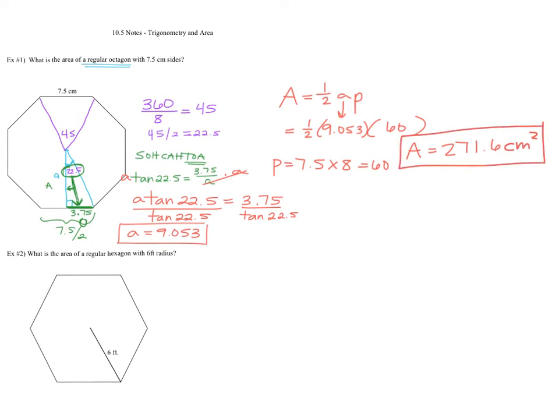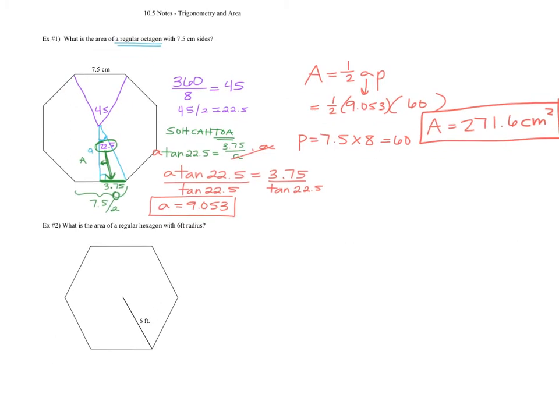Where did you get the 60 from? Right here, perimeter. You're trying to find the perimeter. So 7.5 is the length of a side. There are 8 sides, so multiply those, you get 60.